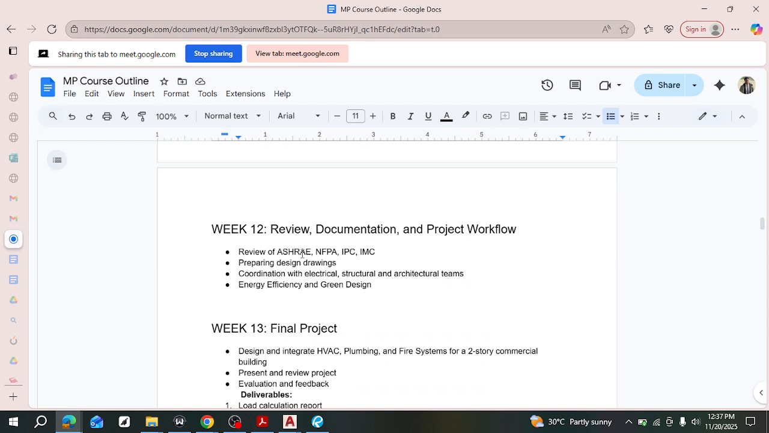ASHRAE is usually necessary for your knowledge of HVAC: heating, ventilation, and air conditioning. Then NFPA is for fire protection systems. IPC stands for International Plumbing Code, and IMC stands for International Mechanical Code. There's also the International Building Code. Mechanical code is HVAC. Basically, anytime you hear mechanical drawing, it's HVAC they're referring to.